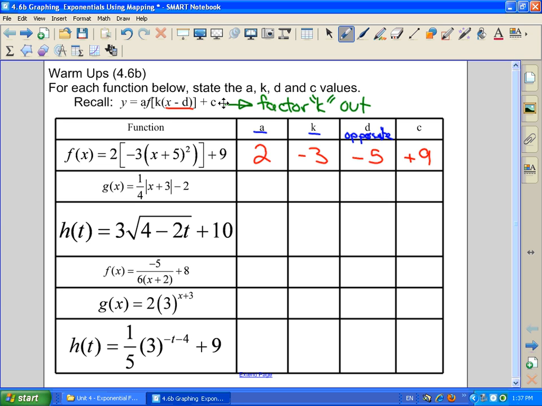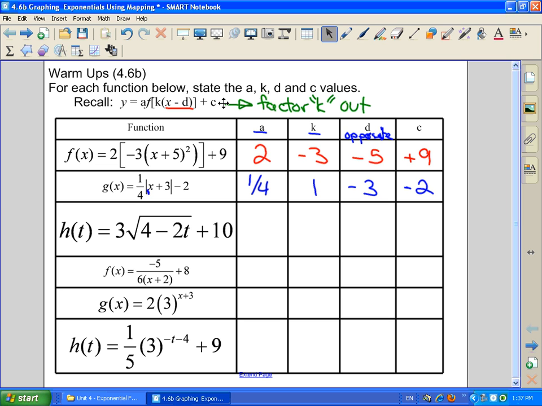Looking at the second expression, ladies and gentlemen, the g at x, it is an absolute value question. So A is what number's out in front. K is what would be the number directly in front of X here, because it's inside the brackets, and that would be 1. Taking a look at D, it's going to be -3, and C is -2. If you're having trouble remembering these, folks, please take a moment, pause your video, go back to Unit 1 and take a look at when we did that with the parent functions.